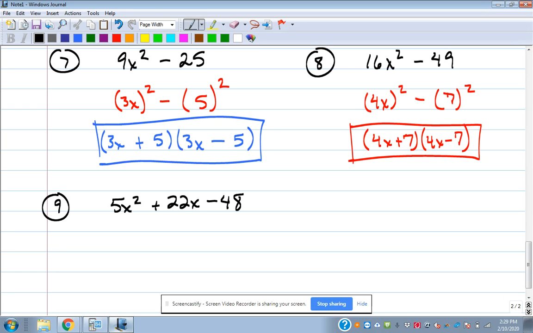No greatest common factor. 5, 22, and 48 don't have anything in common. So what's next? How many terms do we got? 3. So that's going to be that X method thing. So we need to know what goes up top. So 5 times negative 48. 5 times 40 would be 200. 5 times 8 is 40, so that'd be 240. And it'd be negative because that's a negative 48. And then 22 goes in the bottom. So we need numbers that multiply to be negative 240 and add to be 22.